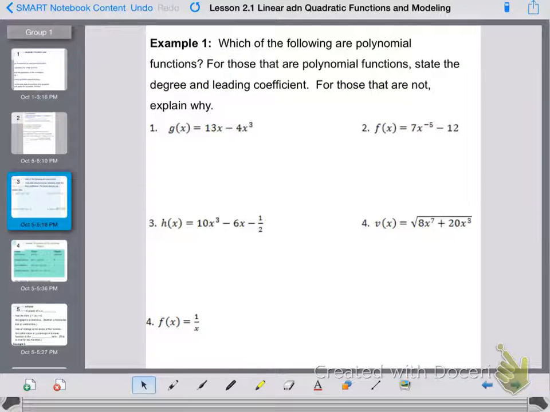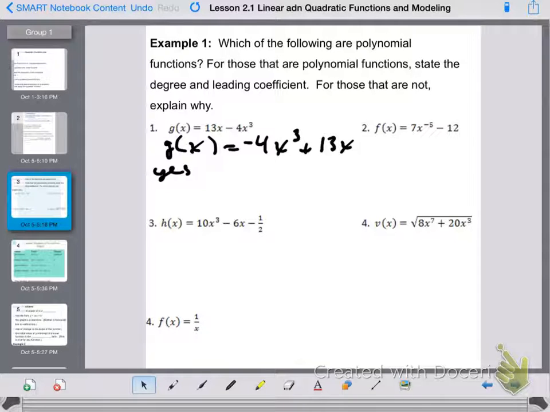So which of the following are polynomial functions? For those that are polynomial functions, state the degree and leading coefficient. For those that are not, explain why. Now, in 1 we have g of x equals 13x minus 4x cubed. Let's write this in decreasing order. So g of x equals negative 4x cubed plus 13x. This is a polynomial function, so we're going to say yes.